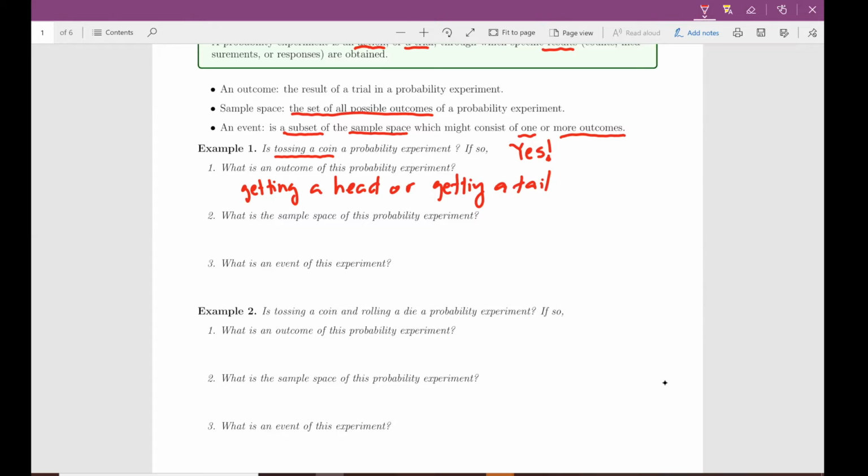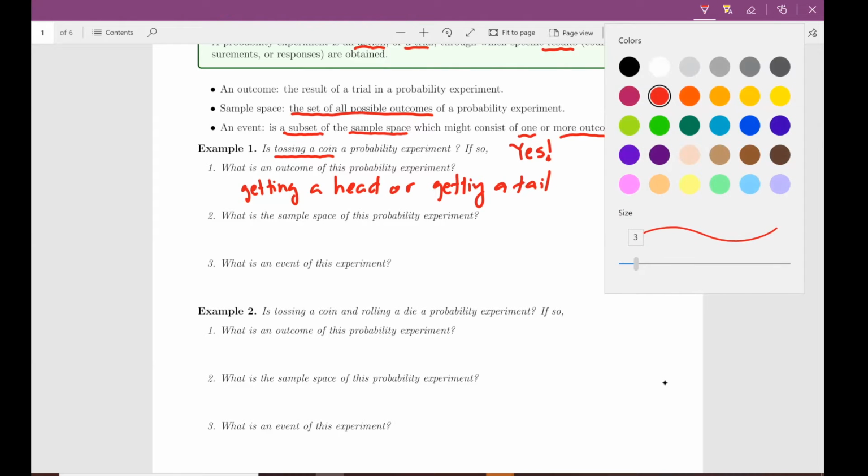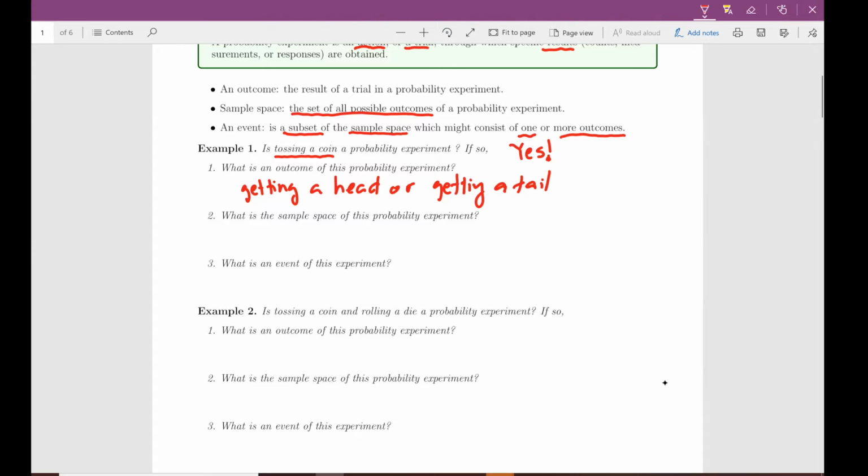Okay. And the next question is, what is the sample space of this probability experiment? So the sample space is a set, right? A set that contains all the possible outcomes. In this experiment, you only tossed a coin. So all the possible outcomes are that you get either a head or a tail.